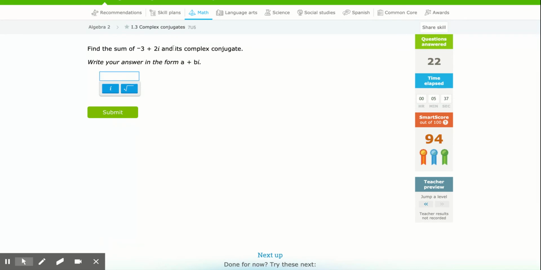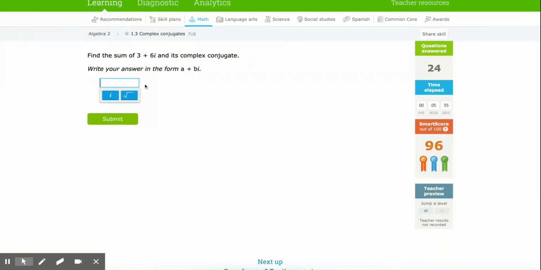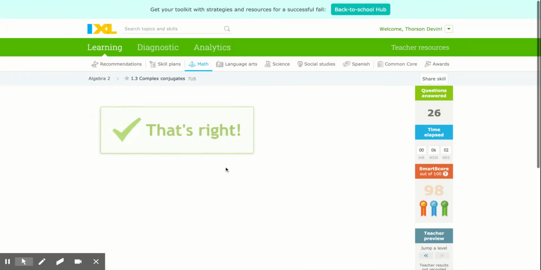Again, find the sum of these two. The negative 3 plus another negative 3 would be negative 6, because that front part doesn't change, but the second part changes, and they cancel each other out. Again, find the sum of these two. So we'd have a 14, because 7 plus 7 is 14, and then positive 9i and a negative 9i cancel. So we get a 6, the complex part cancels. We get a 4, the complex part cancels.